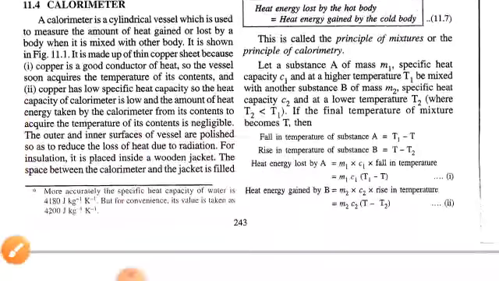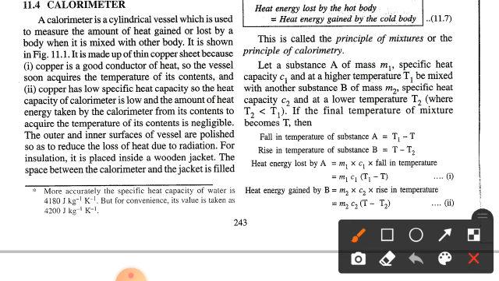Now it is made of a thin copper sheet because copper is a good conductor of heat. As you all know, copper is a good conductor of heat and electricity. So the vessel soon acquires the temperature of its content. And the second one, copper has low specific heat capacity. You have to also remember this. So the heat capacity of a calorimeter is low, and the amount of heat energy taken by the calorimeter from its content to acquire the temperature of its contents is negligible.